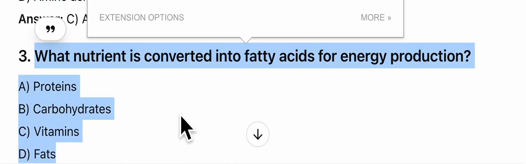What nutrient is converted into fatty acids for energy production? A. Proteins. B. Carbohydrates. C. Vitamins. D. Fats.